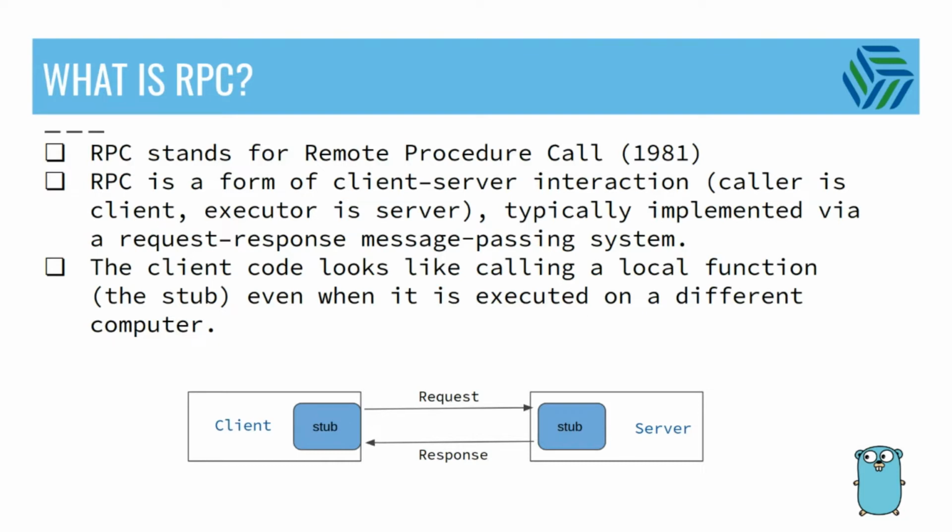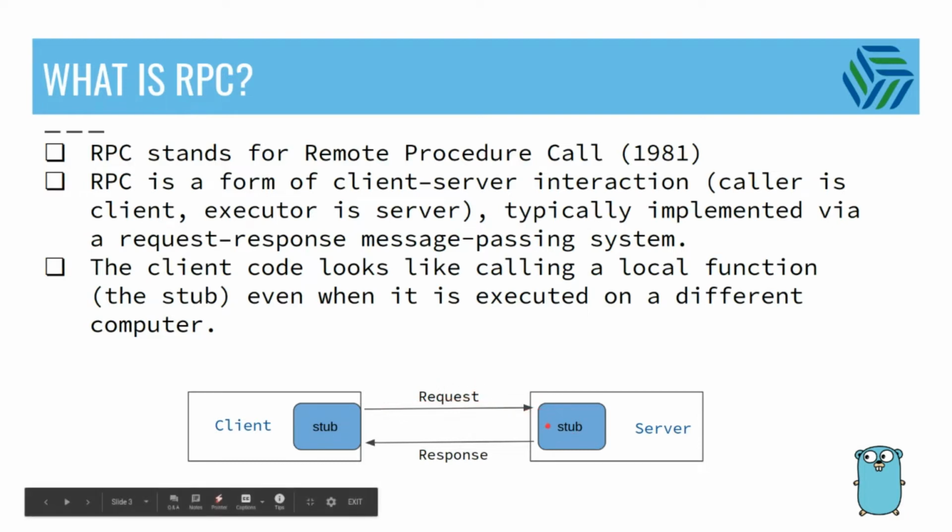The client code looks like calling a local function, known as the stub in RPC, even when this code is executed on a different computer. So the client uses the client stub to perform a request on the server, and the server stub is going to return a response to the client.